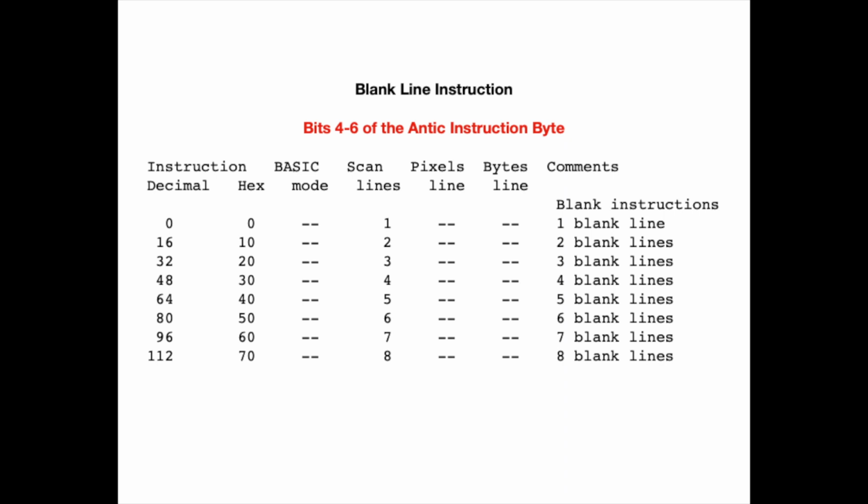And if you look back at our graphic 0 display list, 112, which is all the bits turned on, gives us 8 blank lines. So now you understand how to tell Antic to draw either 1 through 8 blank scan lines using this instruction and bits 4 through 6.